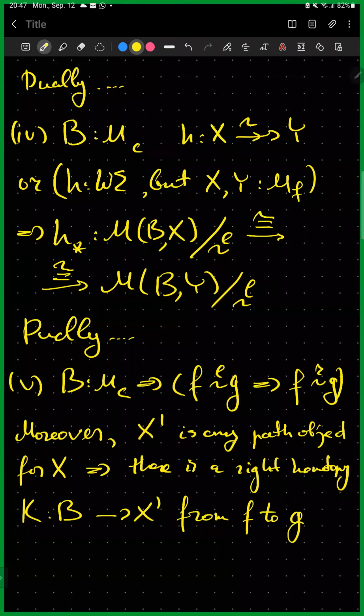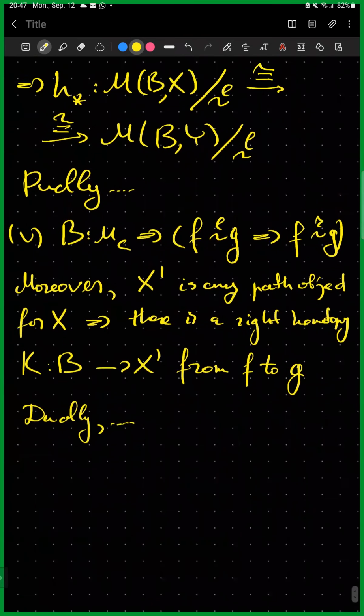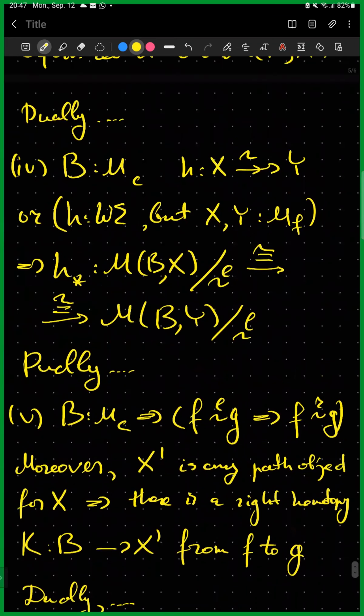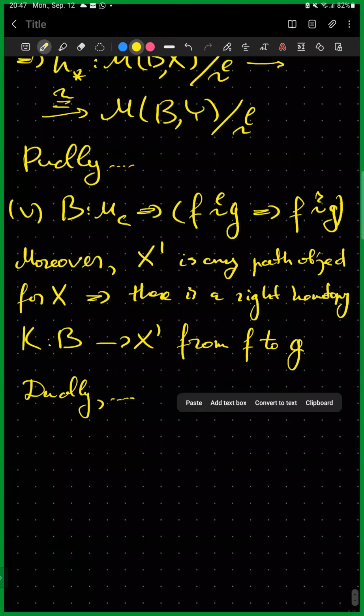And goes from F to G. And dually, we have the same statement for fibrant X and right homotopy, which is the fact that two maps being right homotopic implies that they are left homotopic, and for an arbitrary cylinder object for B, there is a left homotopy involving this cylinder object between the maps F and G. Okay, so this is a quite important proposition, and now we will prove it.